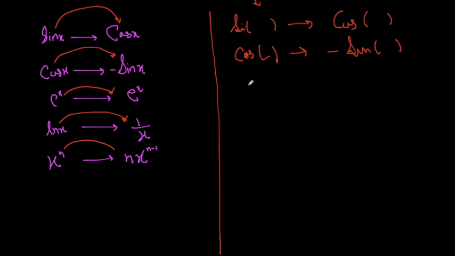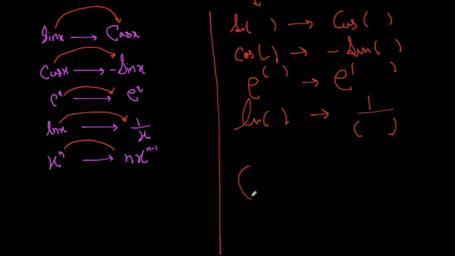The differentiation of e to the power bracket is e to the power bracket. The differentiation of ln bracket is 1 over bracket. And bracket to the power n will be n bracket to the power n minus 1. Right now you can ask me why I'm saying bracket and why I'm not saying x. But when we use the chain rule, your question becomes easy. So just try to remember that we are talking about sine bracket, cos bracket.